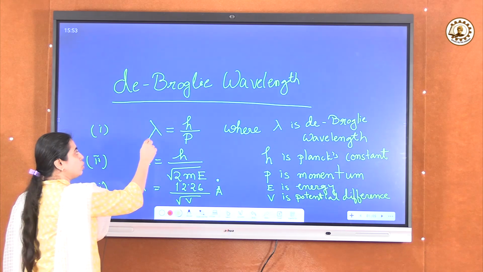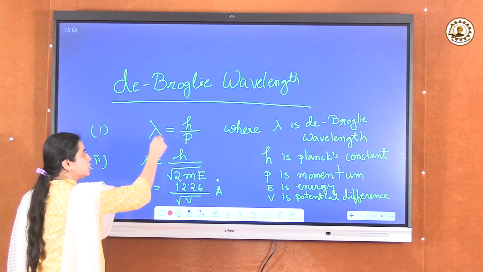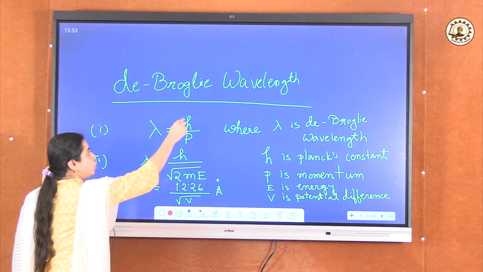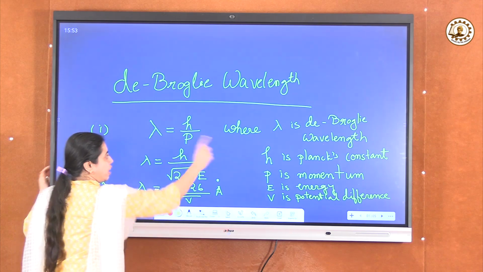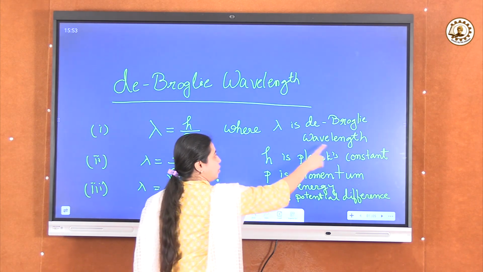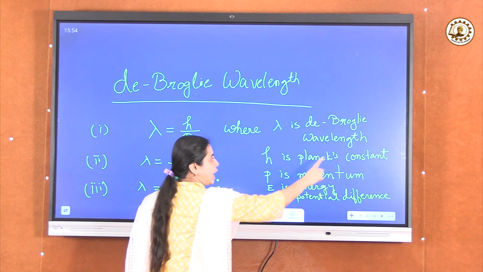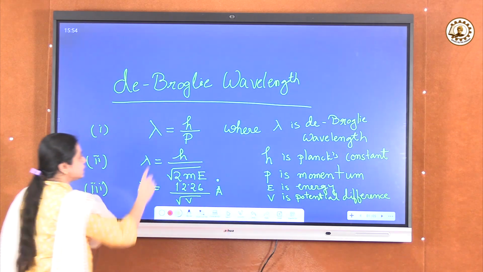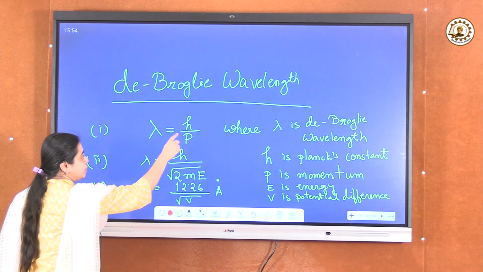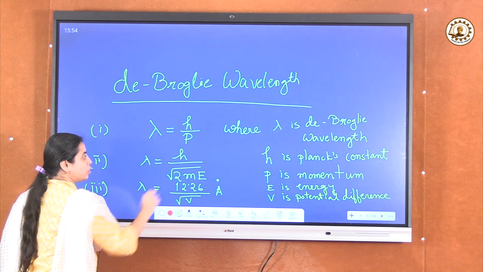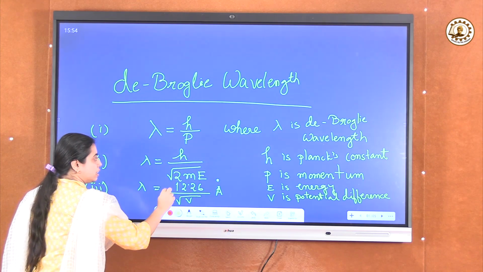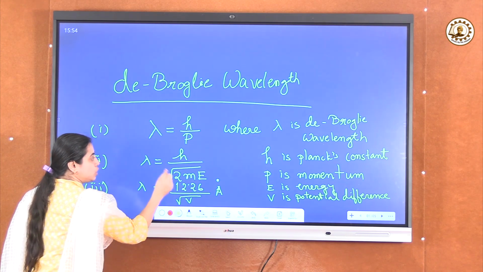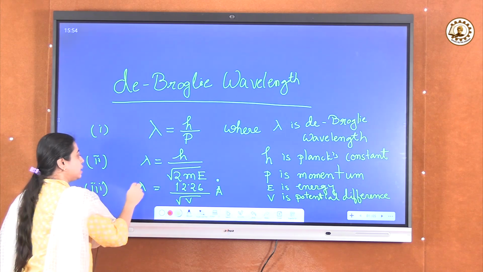So the first formula is lambda, that is the de Broglie wavelength, is equal to h by p, where lambda is the de Broglie wavelength, h is Planck's constant, and p is momentum. Now the second formula: you have the h and lambda terms common, only m and E are there. So E is the energy and m is the mass.